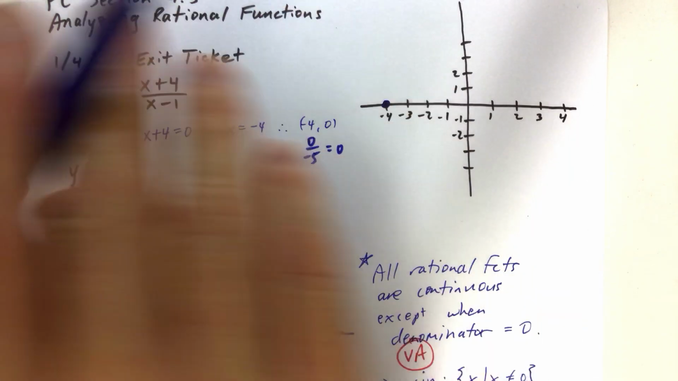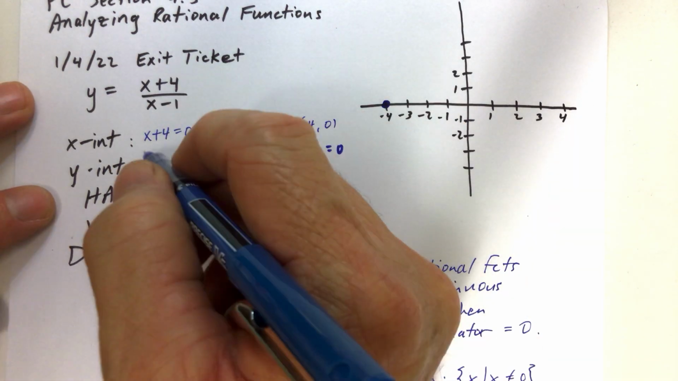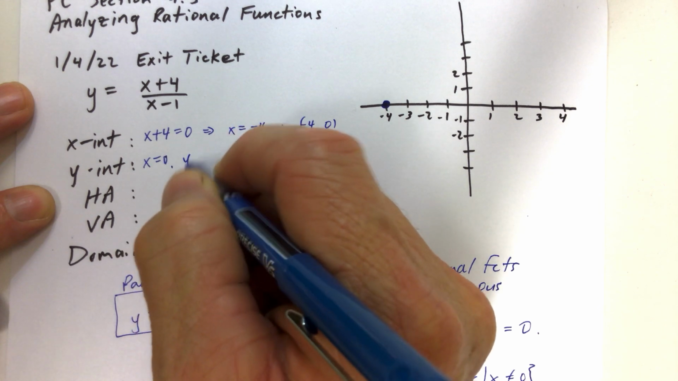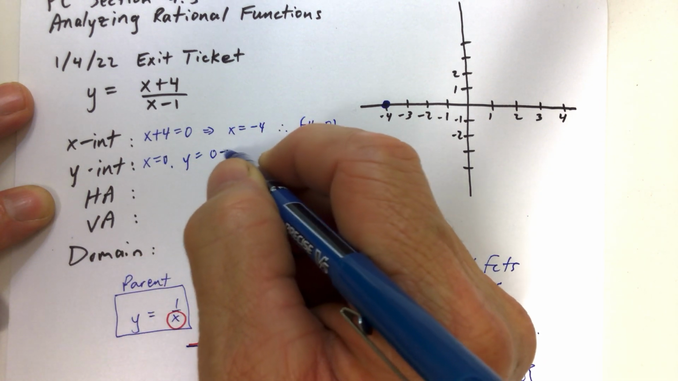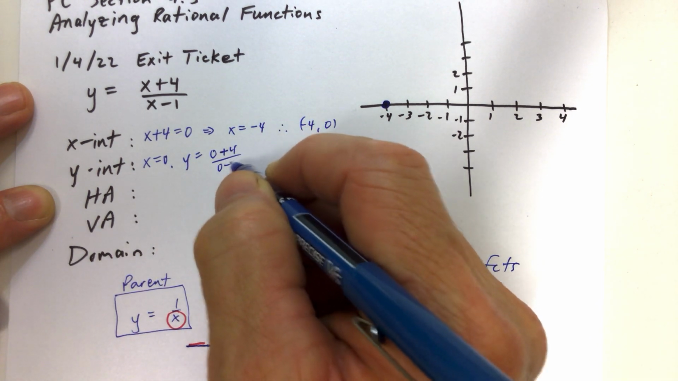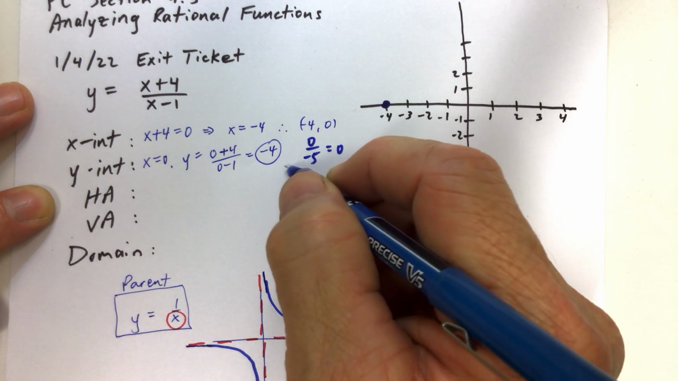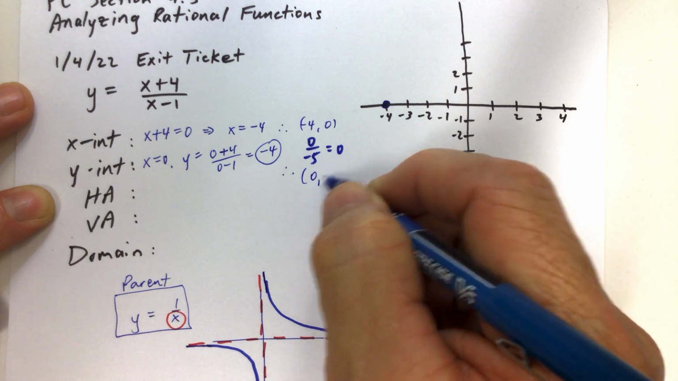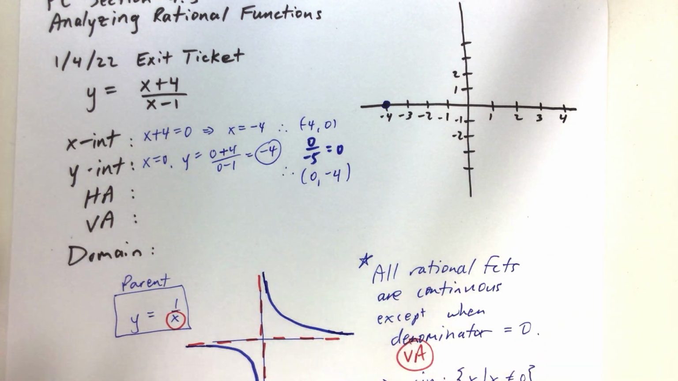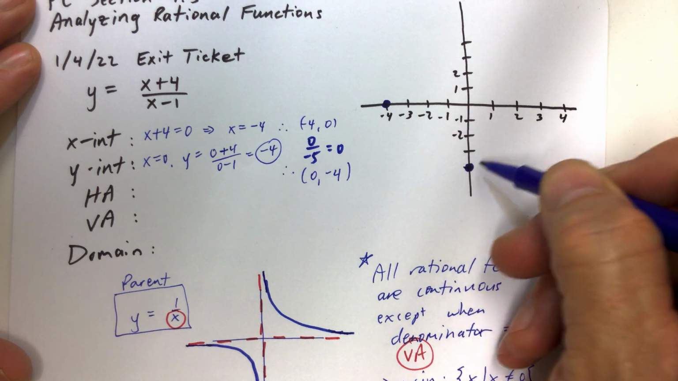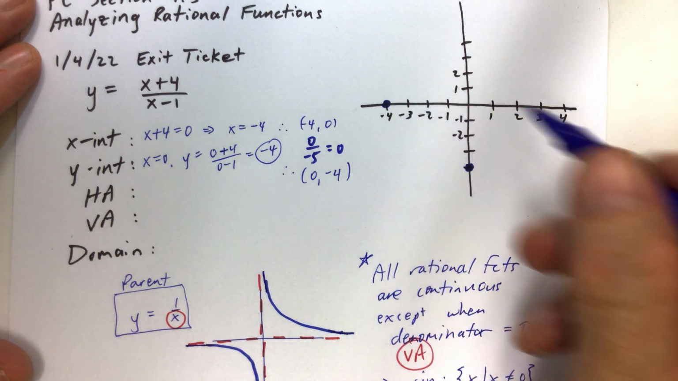Alright, so then the y-intercept, let's look at that. That's when x is equal to 0. So when x is equal to 0, y is equal to (0 plus 4) over (0 minus 1), which is 4 over negative 1, which is negative 4. So therefore we have the ordered pair (0, negative 4). That would be our y-intercept, (0, negative 4). So we have a y-intercept, we have an x-intercept.